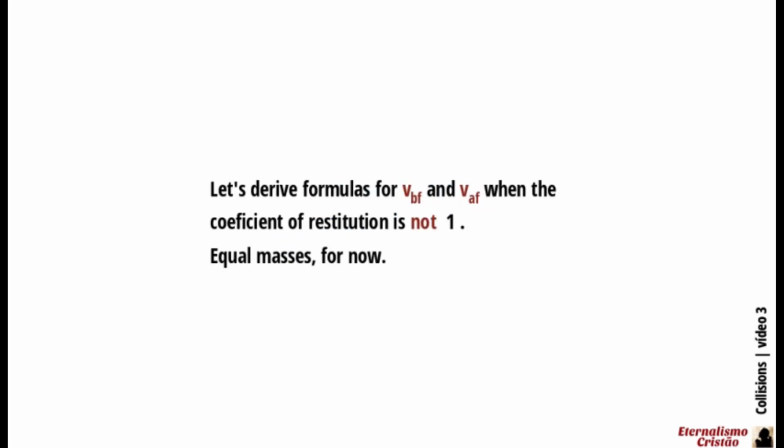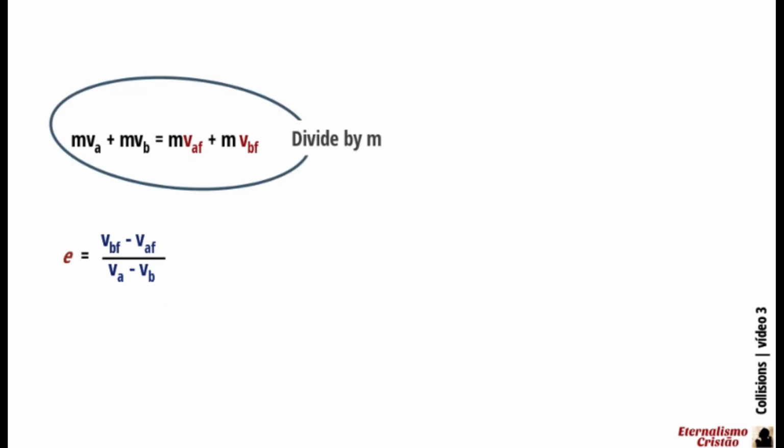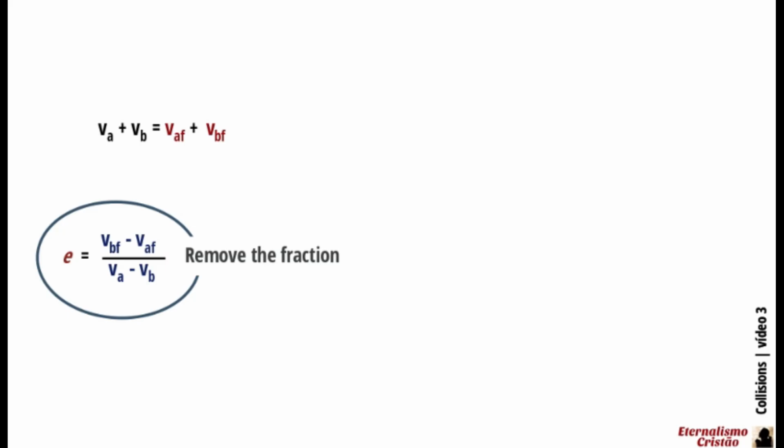Let's derive formulas for the final velocities of bodies A and B when the coefficient of restitution is not equal to 1. Equal masses, for now. We have a system of two equations. Note that the equation related to the kinetic energy is, now, the definition of the coefficient of restitution itself. Divide the first equation by m. Remove the fraction.